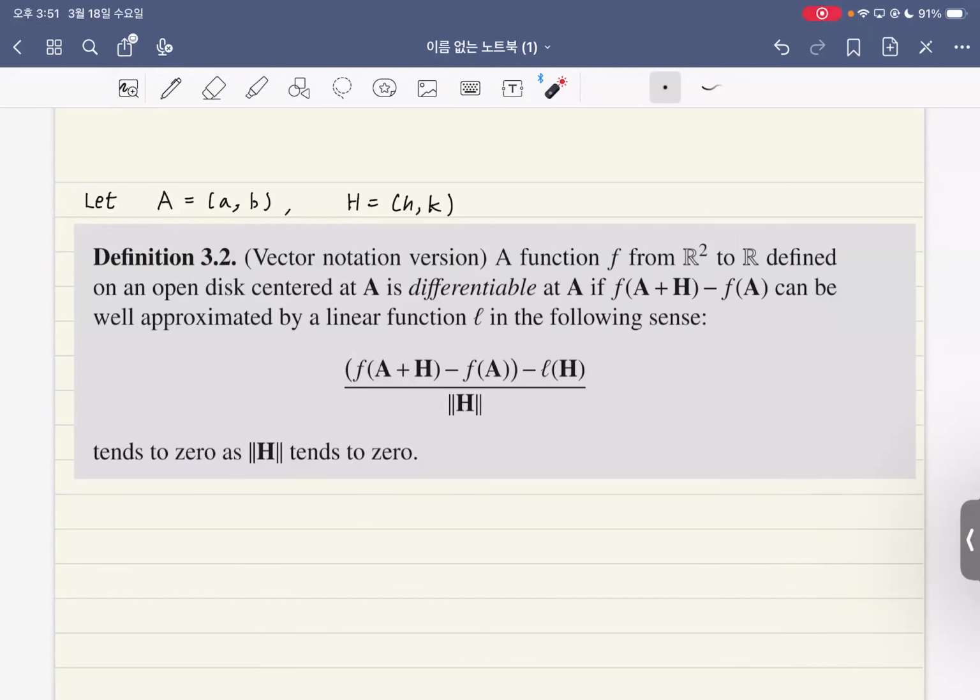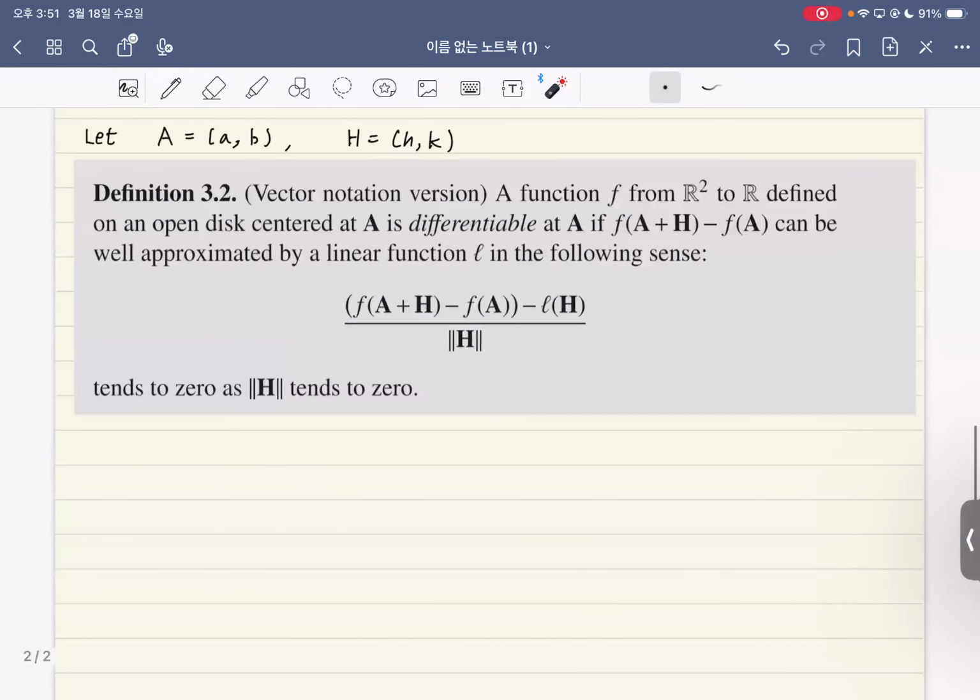Suppose the function f is given. Given your function f, how would you find this linear function? So we want to talk about how we find this function. In order to do that, first I want to say what I mean by the limit of two-dimensional, two-variable functions.